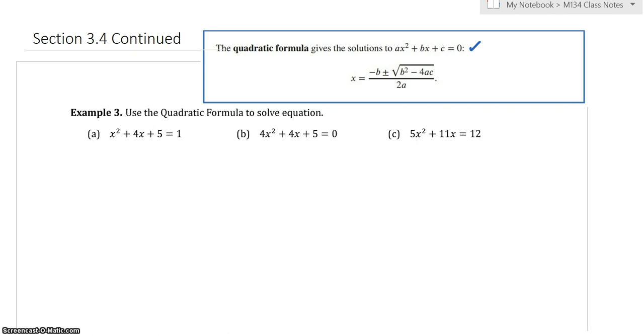It's good to memorize this. So let's say it. X is equal to negative b plus or minus the square root of b squared minus 4ac all over 2a. You can pause the video, repeat that as many times as you need, and get this formula memorized. Okay, so let's write down the formula here. Just to say it again, x is equal to negative b plus or minus the square root of b squared minus 4ac all over 2a.